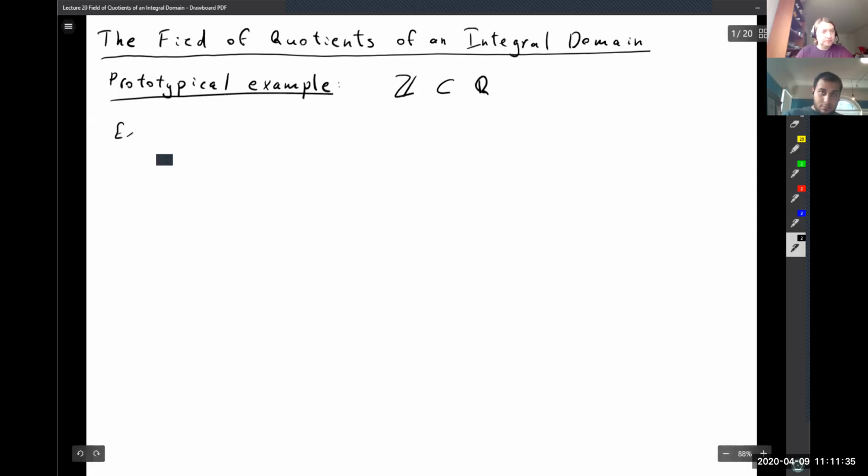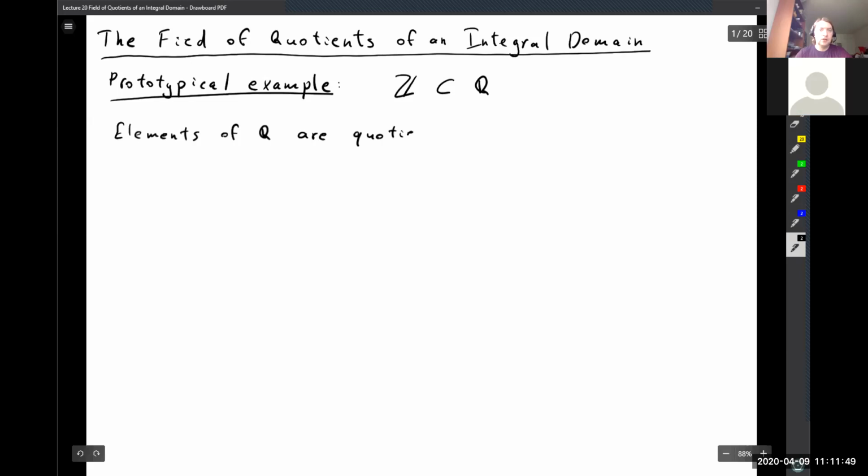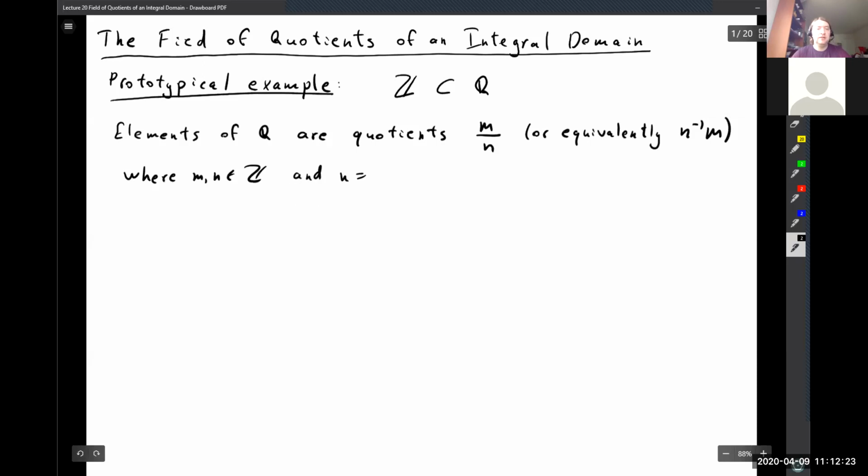So the elements of Q are precisely the quotients of the form m over n, or equivalently, we can say that these are the elements n inverse m written, where m and n are integer numbers, such that the denominator n is not 0.